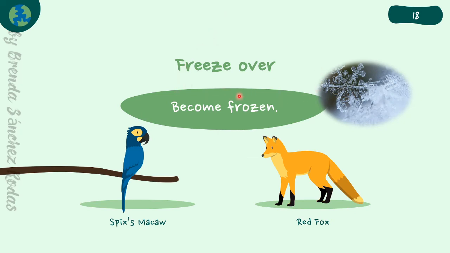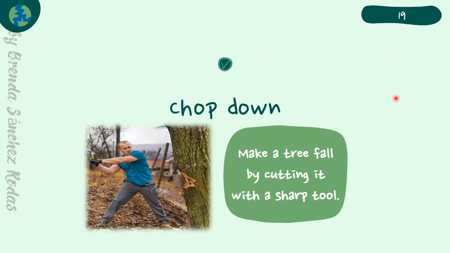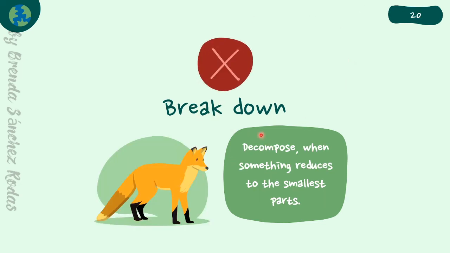Okay, we have freeze over, and it means become frozen, like really frozen. And we have chop down, like make a tree fall by cutting with a sharp tool. So it's like the other one, kill trees, but this is with a sharp tool. Remember that. We have breakdown, like it means decompose, when something reduces to the smallest part. So this is like decompose something.